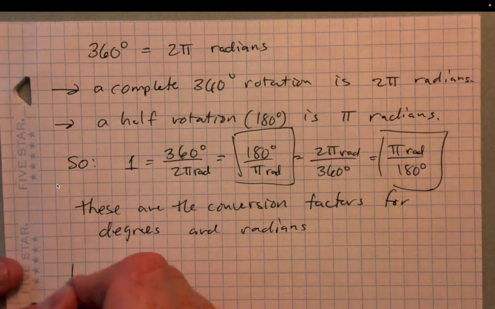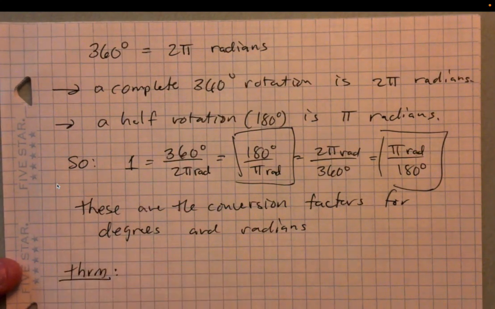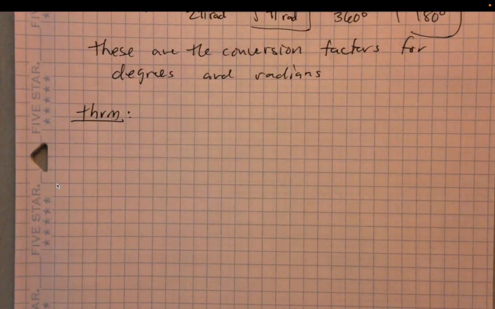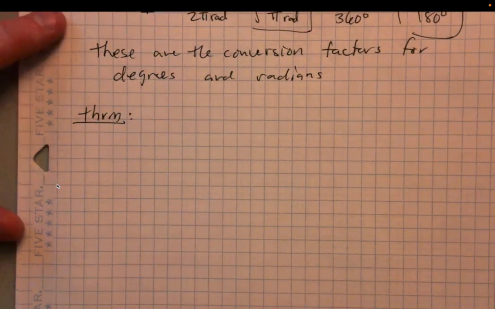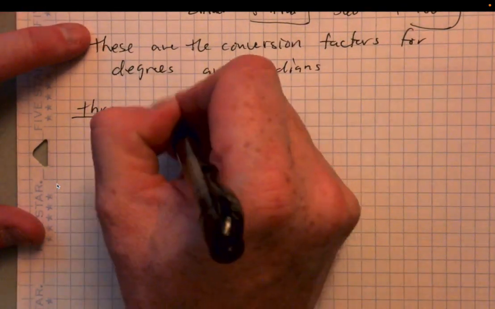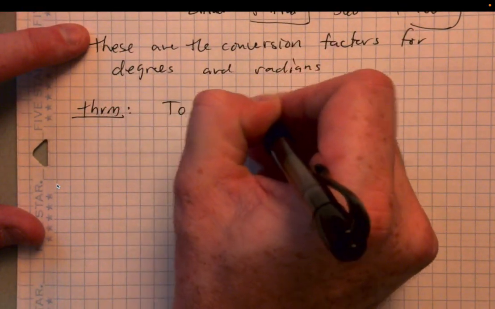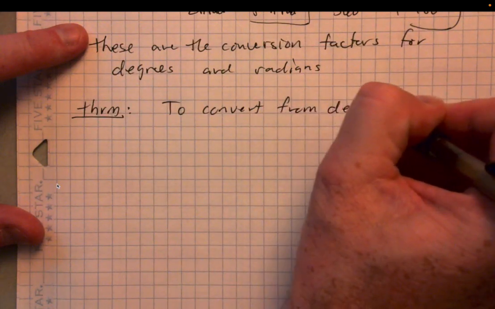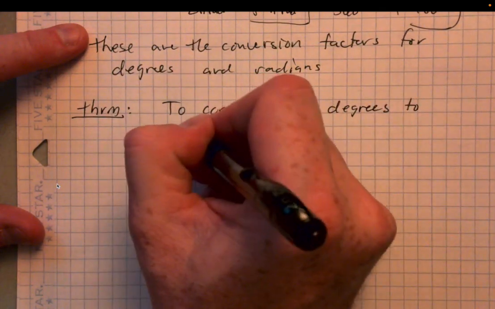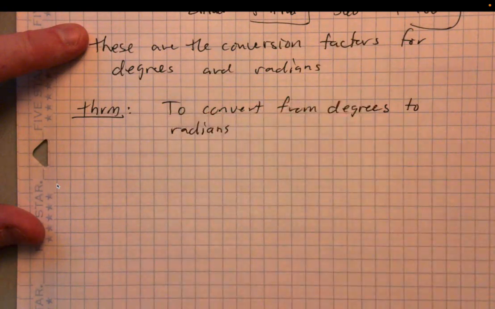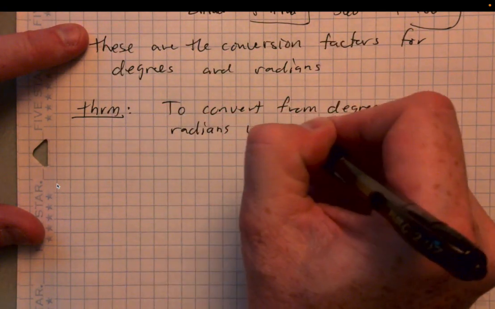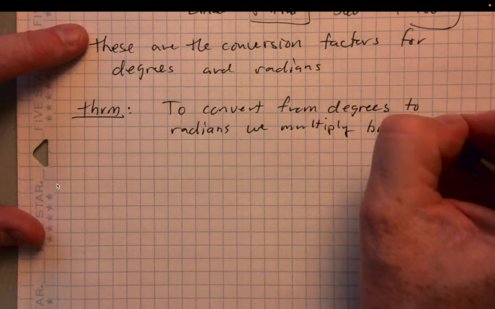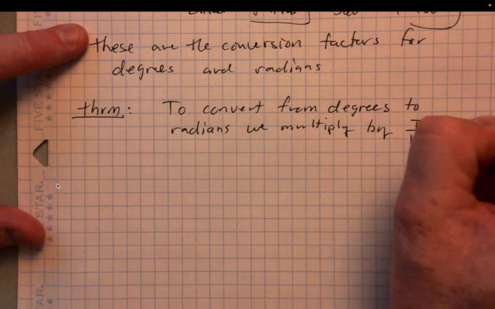Okay, so theorem. And we really did already prove this. We've derived it, so this is where we've seen where this comes from, so now I'm just going to state it succinctly. So to convert from degrees to radians, we multiply by pi over 180.